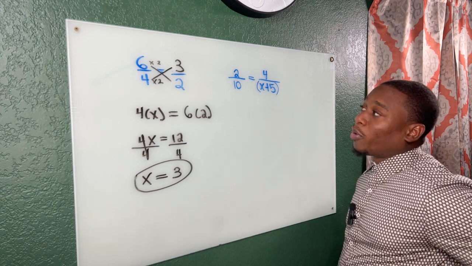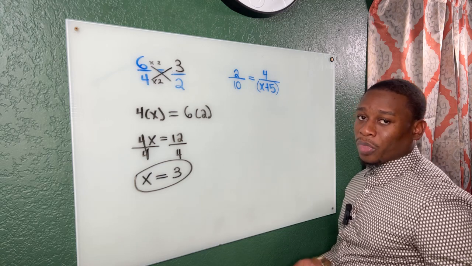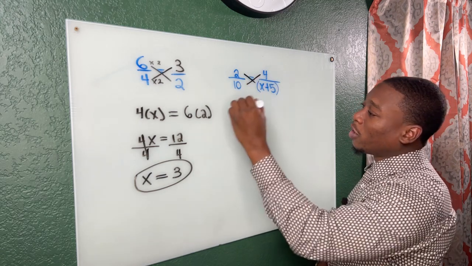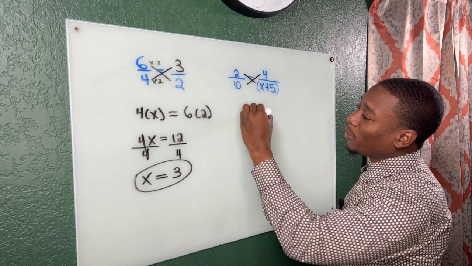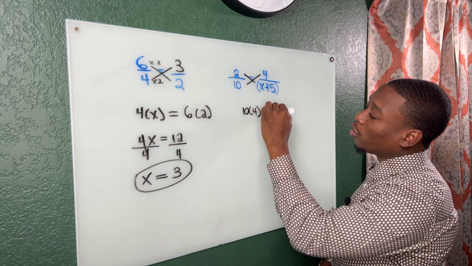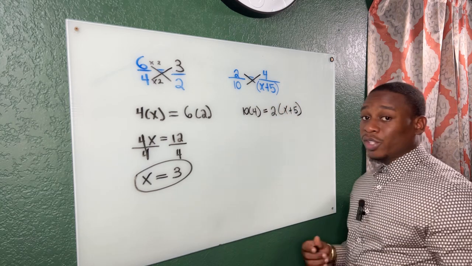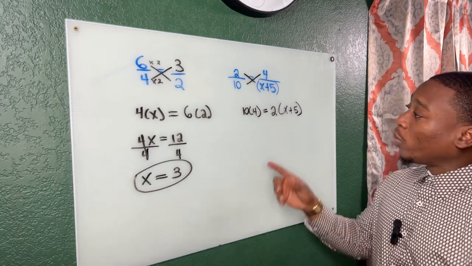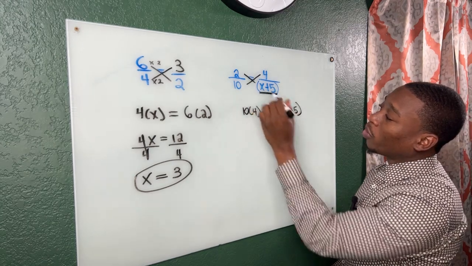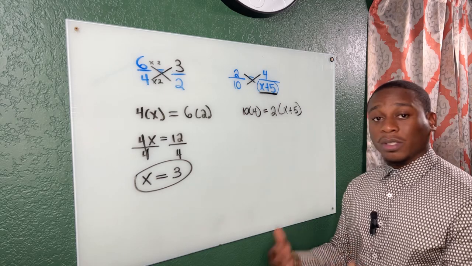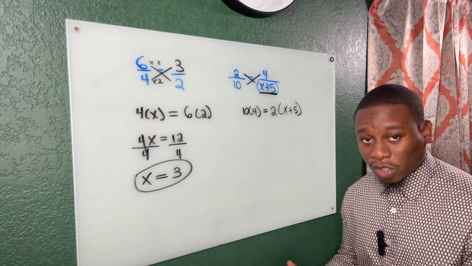So when we talk about proportions, that first step, we draw our x so we know what we're multiplying with each other. So I have 10 times 4 is equal to 2 times (x plus 5). Now, this is the trick with proportions when we have a binomial like we do right here. We're still going to cross multiply, we're still going to set up an equation, and we're still going to solve.